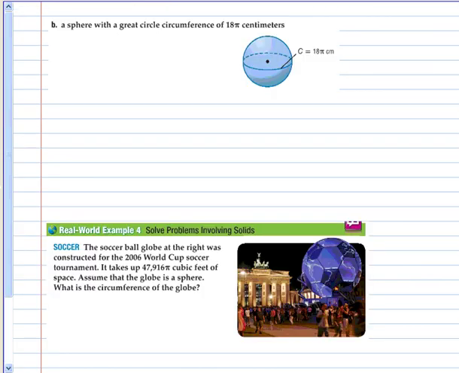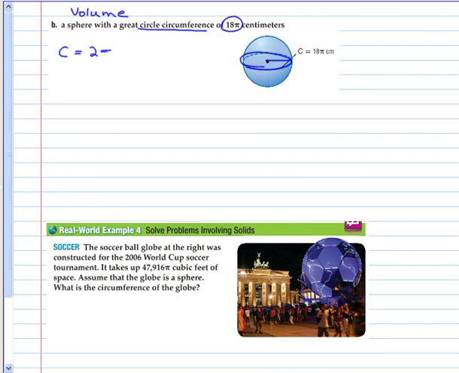Part B of that same problem on the next page. We're trying to find volume. Volume of a sphere with a great circle circumference, 18 pi centimeters. So we know if it's a great circle, the radius of that great circle is the same as the radius of our sphere. So we'll figure out the radius by going back to a circle.